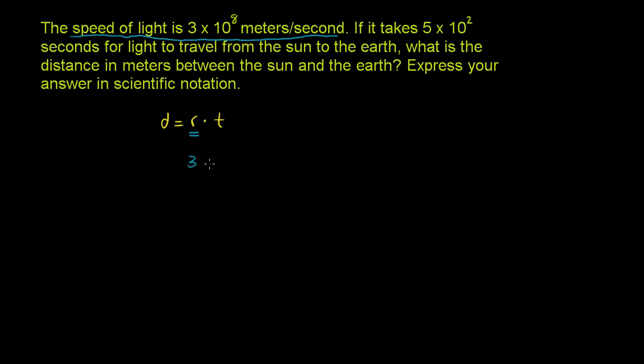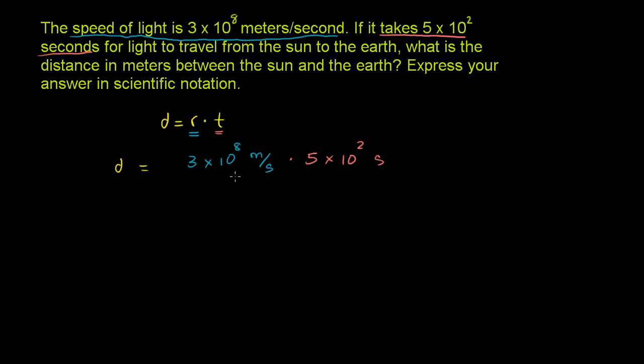The rate is 3 times 10 to the 8th meters per second. And then what is the time? The time, they say, if it takes 5 times 10 to the second seconds for light to travel from the sun to the earth. So that's the time. So the time right there is going to be 5 times 10 squared seconds for light to travel from the sun to the earth. And they want to say, what's the distance in meters? So I just take the product of these two things. The distance is just going to be the product of 3 times 10 to the 8th and 5 times 10 squared.